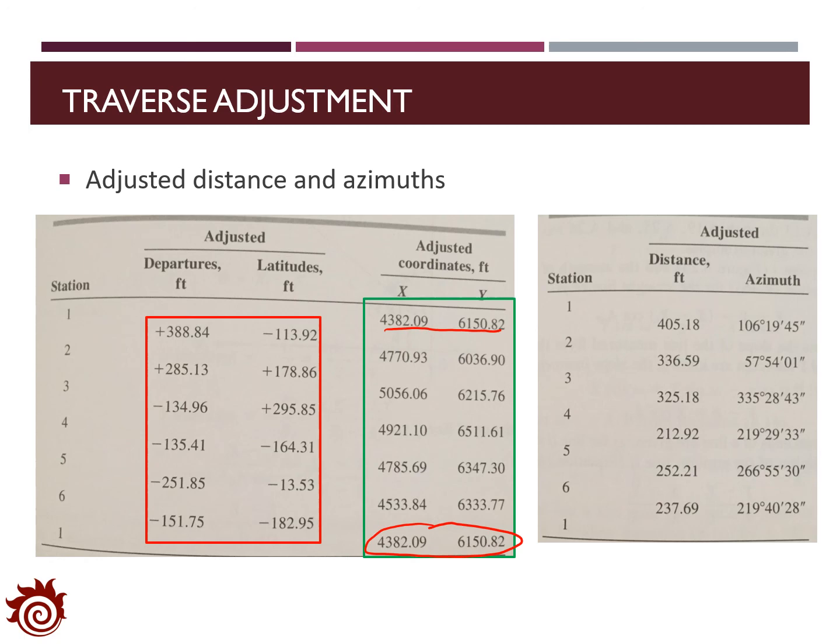And then we can apply the equations that we proposed previously for the adjustment of distance and azimuth, which will be shown in the figure on the right. So this would be the updated distance and azimuth based on the adjusted coordinates.